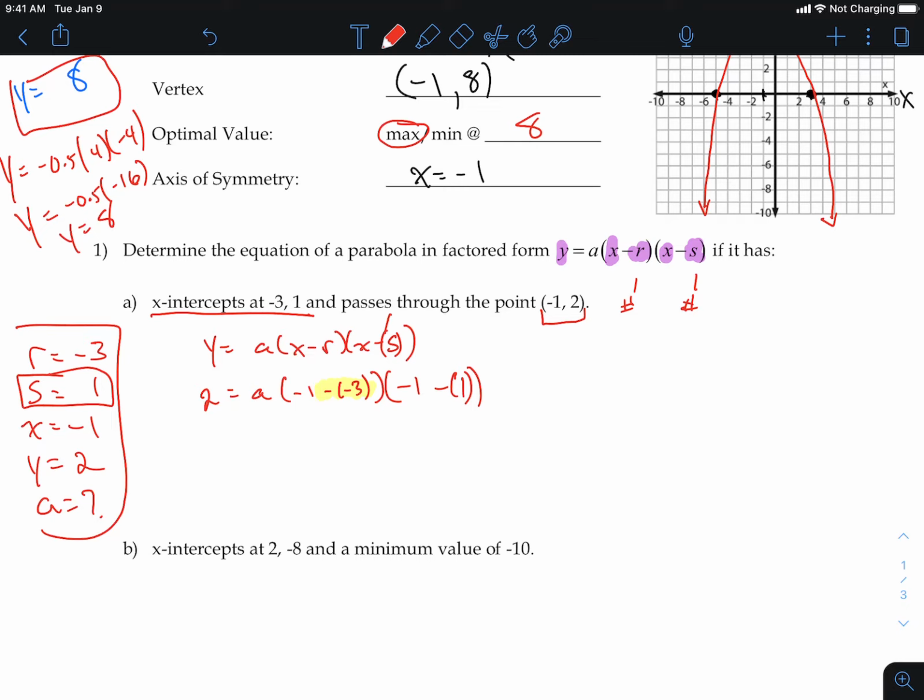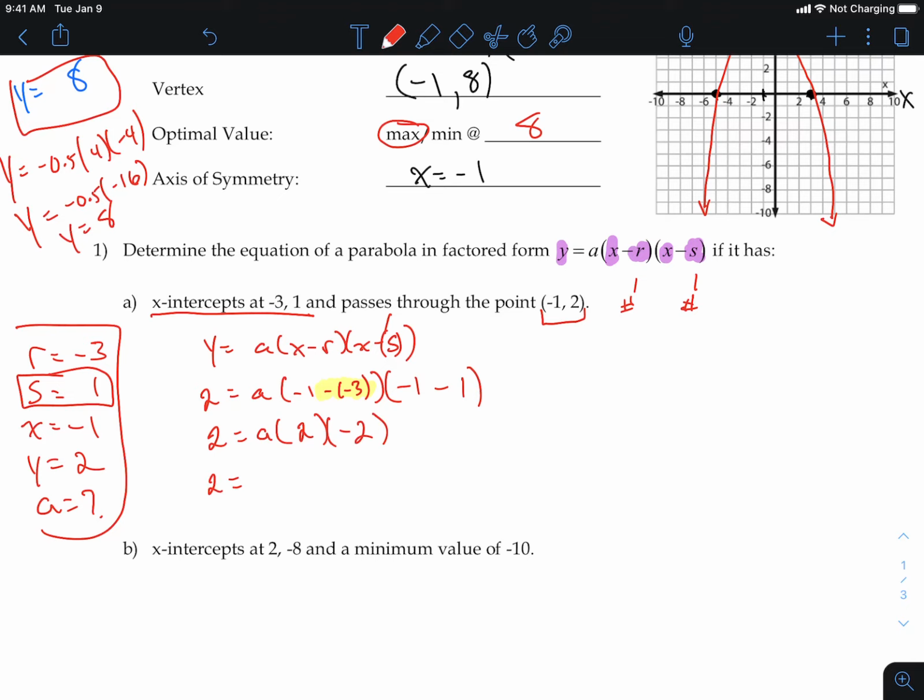Right? This is basically a linear equation now that we're going to solve for a. There's nothing crazy going on here. Okay? You could do it in pieces. 2 equals a. Negative 1 minus negative 3 is going to turn into negative 1 plus 3. So negative 1 plus 3 is going to be 2 when you type that in your calculator. Negative 1 minus 1 is going to be negative 2.